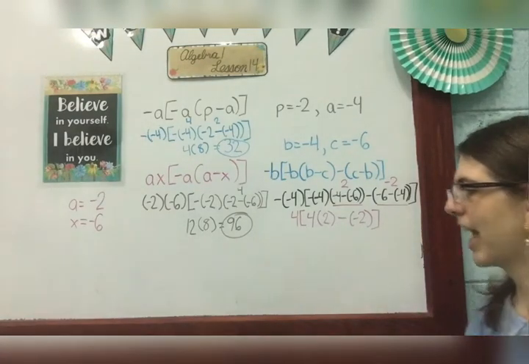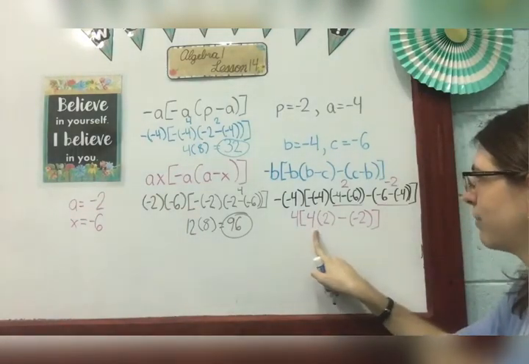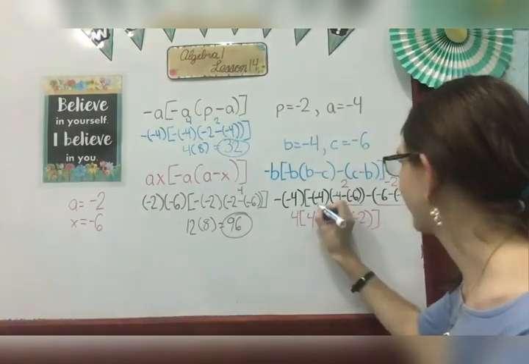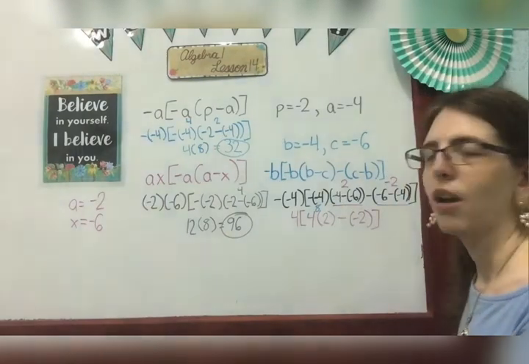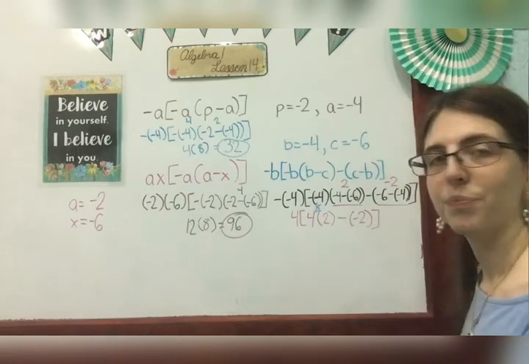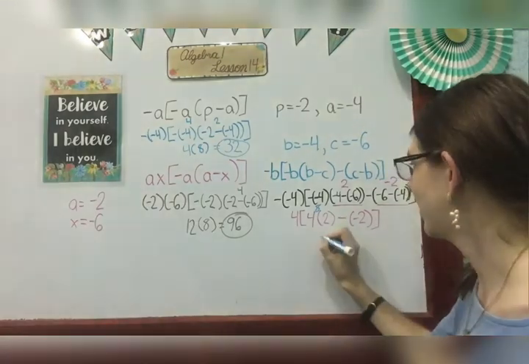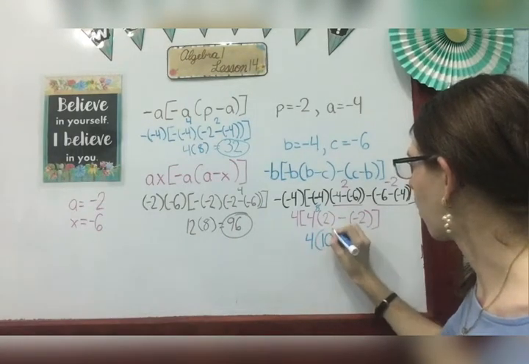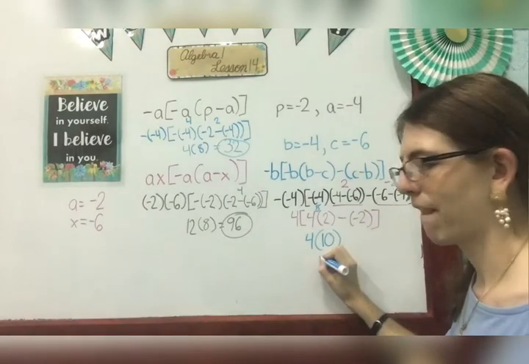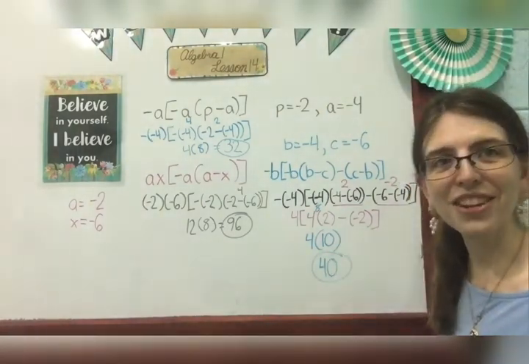Okay, let's switch colors again. So now I have 4 times 2 is what? 8. So I have 8 minus a -2. What is 8 minus a -2? Well, that's the same as 8 plus 2. And 8 plus 2 is 10. So I'm left with 4 times 10, which equals 40. And that's all you have to do.